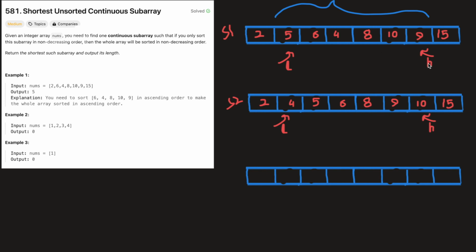Hence what we will do is high minus low plus 1. So 1, 2, 3, 4, 5, 6. So 6 is the shortest unsorted continuous subarray. That is our approach. So let's code this solution.